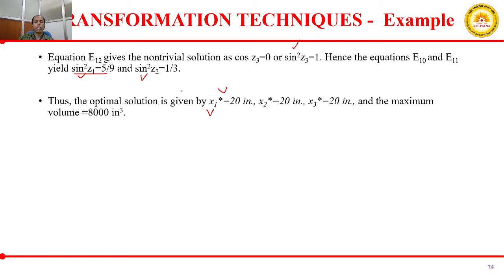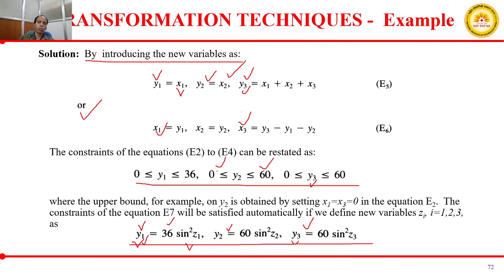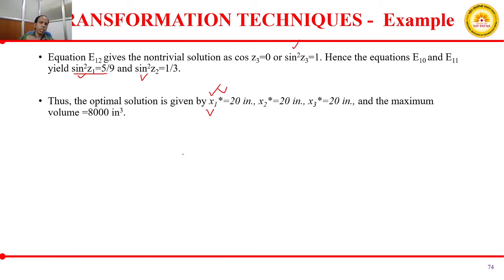Okay, so once you have solved your unconstrained problem, you will get corresponding values of the variables, and later you can put these values in your previous transformation equations which you have used to transform these variables into new variables. By putting these values in your old variables, you will get the values of your x1, x2 and x3. For this particular problem, the solution is x1 equal to 20, x2 equal to 20 and x3 equal to 20, and the maximum volume is equal to 8,000 cubic inch.